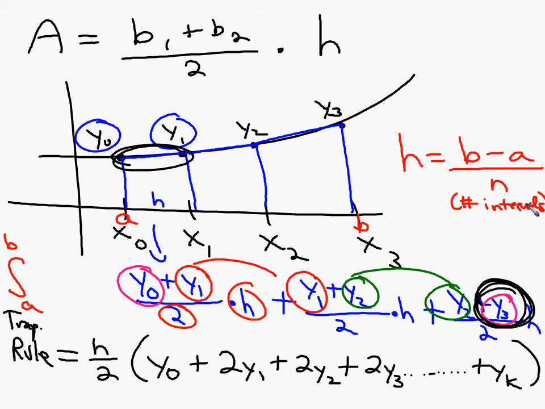Okay? So that's how you find h. You take the two limits of integration, subtract them, and divide by how many intervals you have. Okay? So let's look at an example.